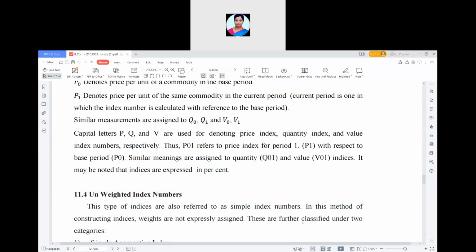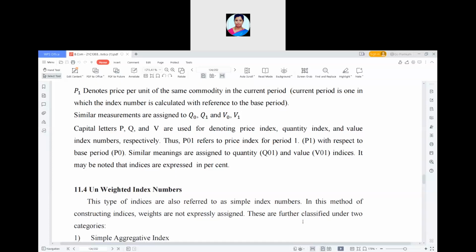So in 2000, what was the price? And now in 2022, what is the price? So the price has increased or decreased by how much percentage. If it is increased, by how much percentage it has increased. So in terms of percentage, we give the index.